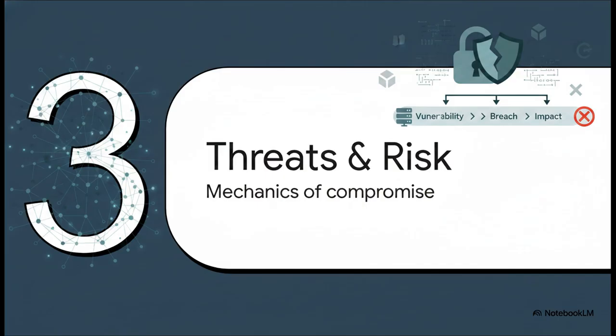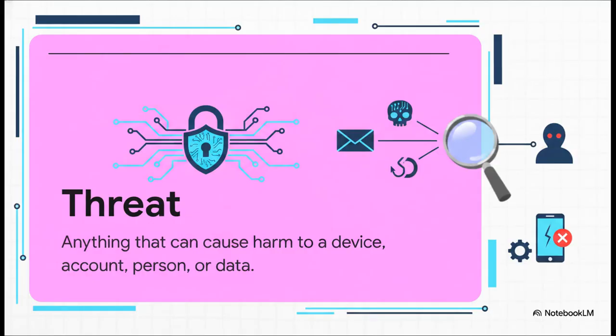All right, Section 3, Threats, Vulnerabilities, and Risk. So how do breaches actually happen in the real world? Well, it always starts with a threat. A threat is the active danger. It's anything that can cause harm to a device, an account, a system, a person, or data. Now, this could be malicious, like malware, a phishing message, or an active attacker, but threats can also be completely accidental, like a technical failure or just a stolen device.